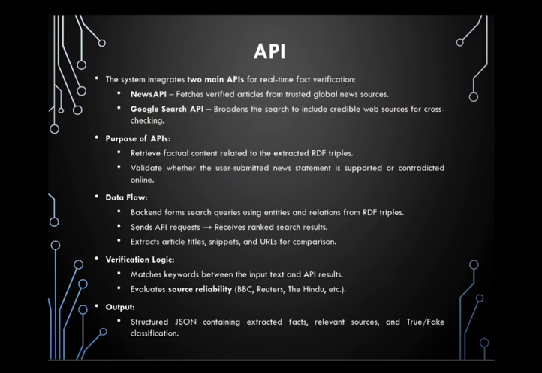Based on these results, if multiple reliable sources confirm the claim, it is labeled true. If the claim cannot be verified or contradicts available data, it is marked false. This makes the system both explainable and reliable even without storing any data. Now Ram will explain the NLP and RDF triple generation process that powers this system.